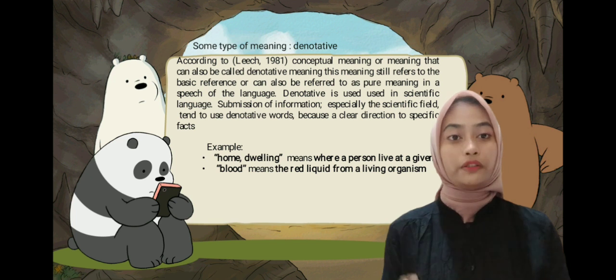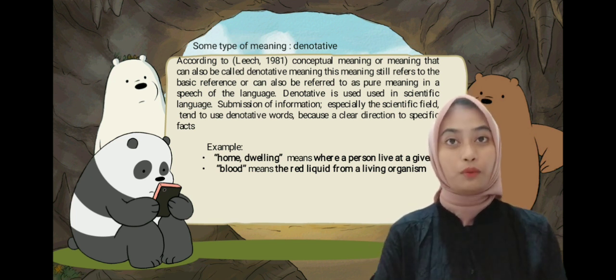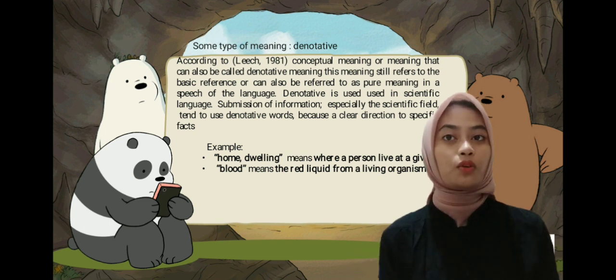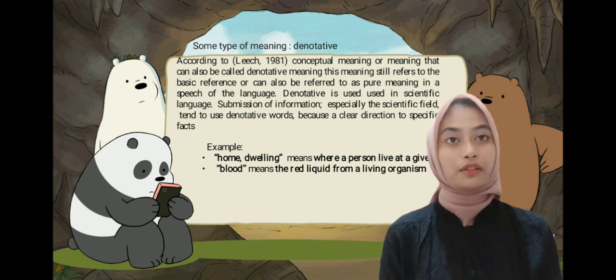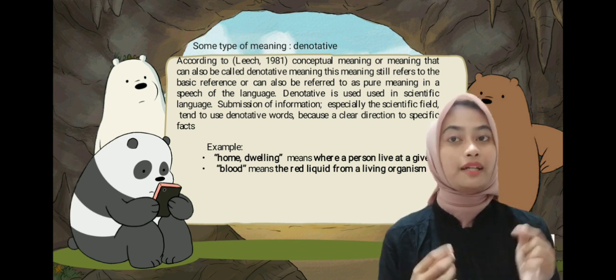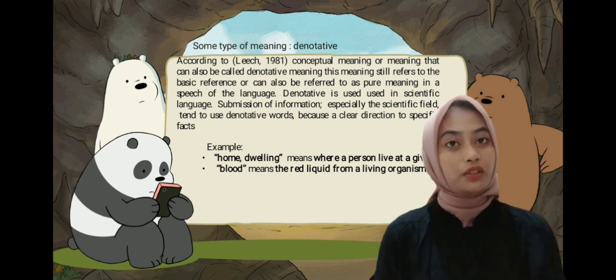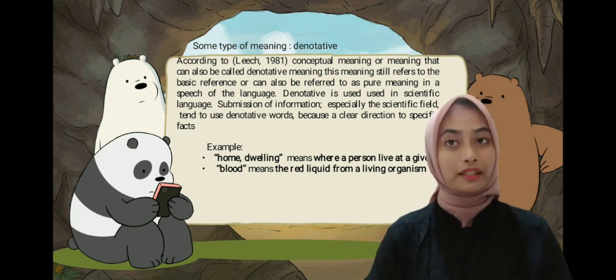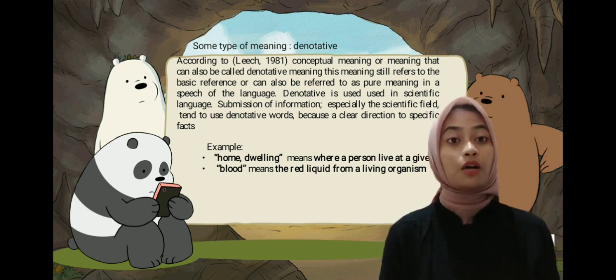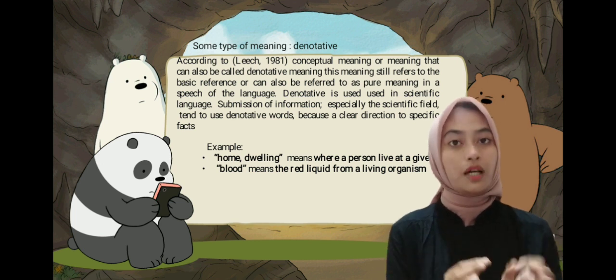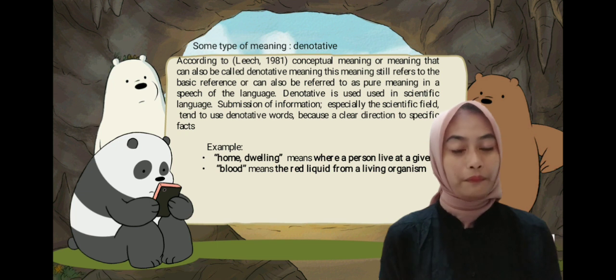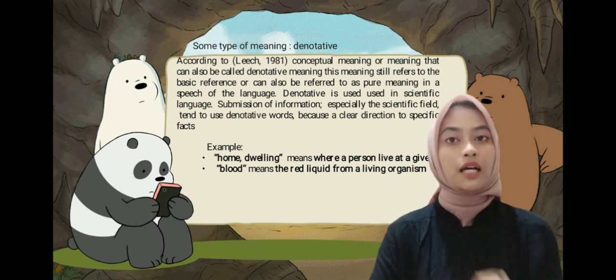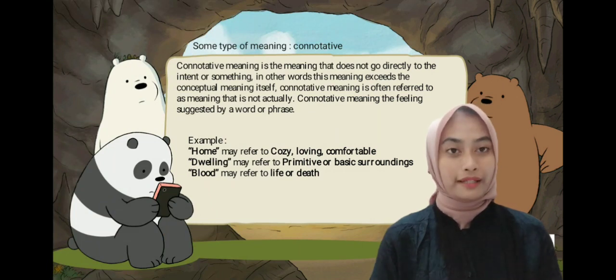And then we move to denotative. According to Leech 1981, conceptual meaning, which can also be called denotative meaning, still refers to the basic reference, or can also be referred to as pure meaning in a speech of the language. Denotative meaning is used in scientific language, in the submission of information, especially in the scientific field, because it gives a clear direction to specific facts. For example, home means a dwelling where a person lives at a given time. The second example is blood, which means the red liquid from a living organism.